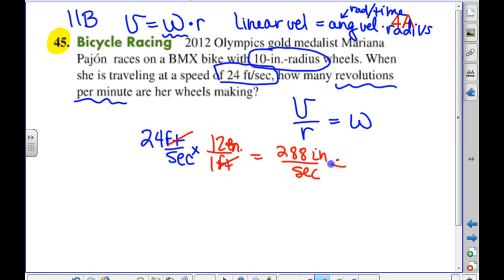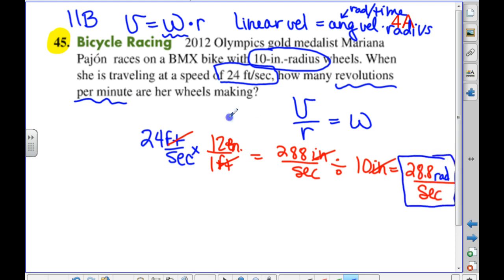And now we can divide by our radius. Our radius is 10 inches. 288 divided by 10 is 28.8. And we have inches canceling out. We have nothing per second. What is nothing per second? The magical units in trig are radians. Okay? The magical units. Pi is not a unit. The magical units are radians. So we have 28.8 radians per second.